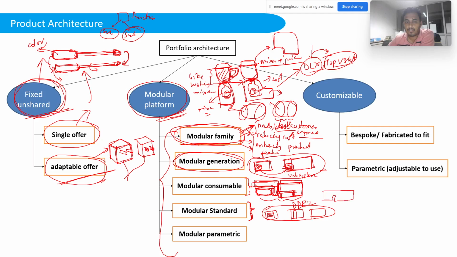DDR2 RAM has certain slots. This cannot match a DDR3 RAM. Probably DDR3 will have a different slot. So when you design your products using standards, you are easing out a lot of extra effort in redesigning the basic standard subcomponents, which helps in reducing cost and the cost of research. This way of designing products is called modular standard product architecture.